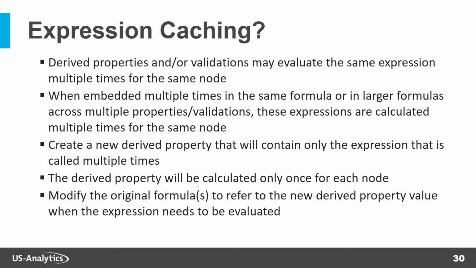So if it's a shared process that's going to get called several times within these formulas, do it once. DRM will calculate it for that node, and then you can just refer to it in a property that evaluates what you're trying to evaluate. There's an example in here as well, so that it makes a little more sense. You'll create a new derived property that only contains the expression you're calling multiple times, and it breaks it down into smaller pieces.